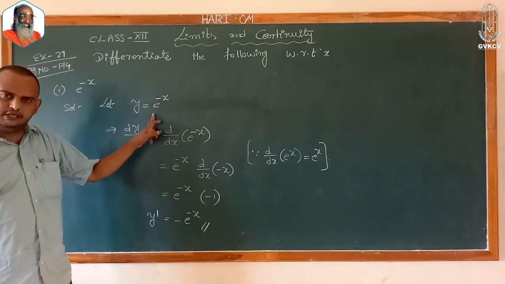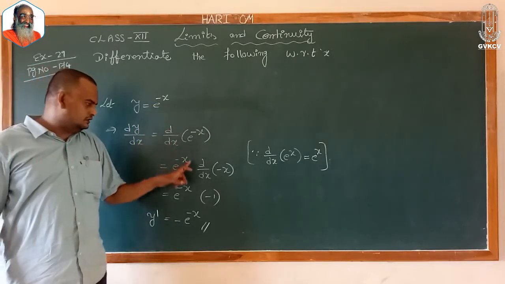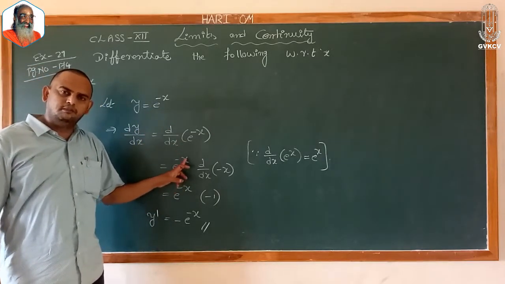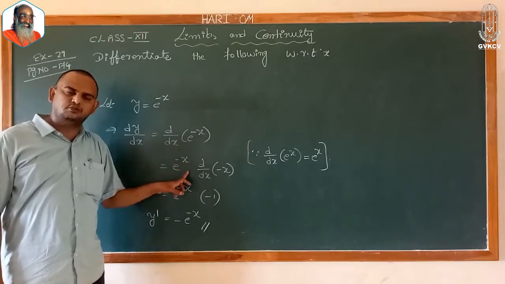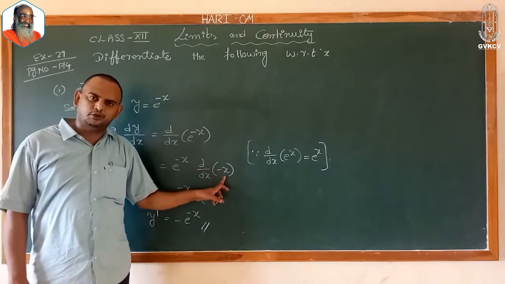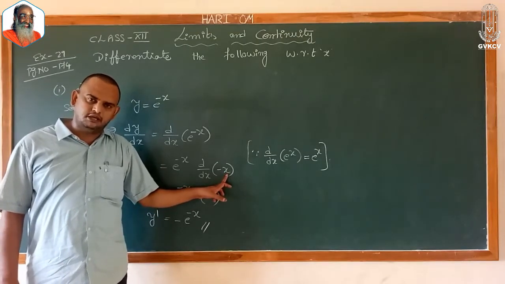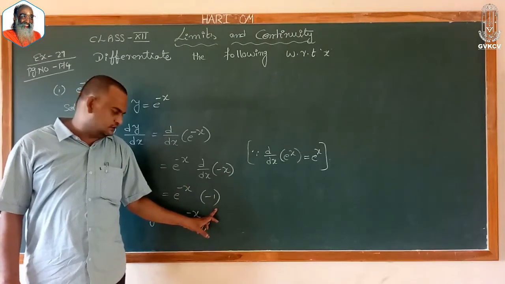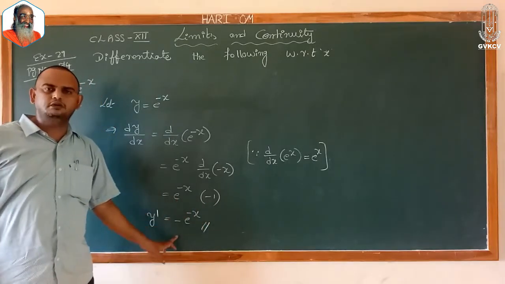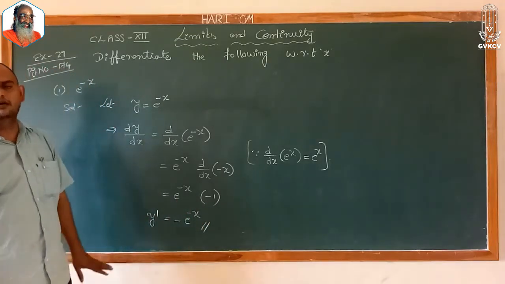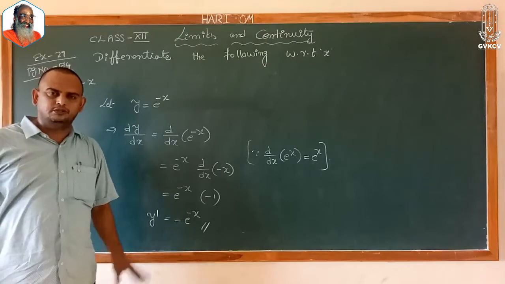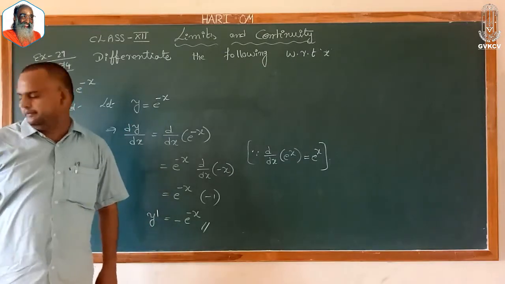E power minus x. The derivative is e power minus x. But in place of x, we have minus x. So that again we are going to differentiate: minus x. By differentiating minus x, we get minus 1. So minus 1 into e power minus x is the final derivative. This is about problem number 1.